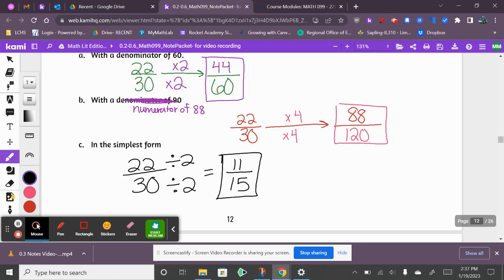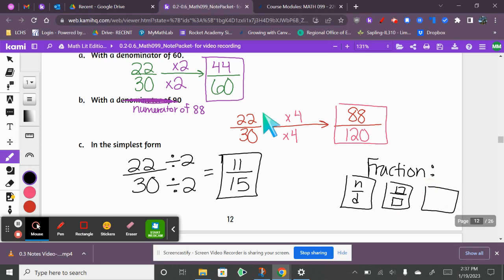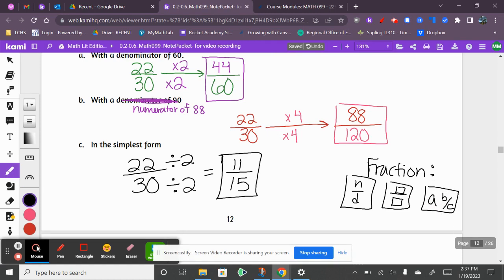One thing that you'll see for your calculator, if you have a scientific calculator, the fraction button usually looks like n over d, or it can look like some blank spaces with a fraction, or it can look like a and then b over c. So those are usually what the fraction button ends up looking like on your calculator.